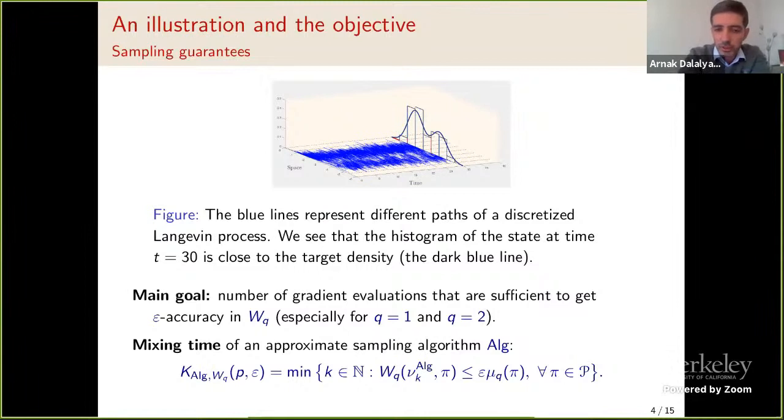So the important quantity that we are trying to control here is the mixing time. If we have a given algorithm and we use the Wasserstein distance W_q, then the mixing time will be defined as the smallest integer k such that if we do k iterations of the algorithm, then we will get a probability density function whose distance to pi is smaller than epsilon times the moment of order q of pi. So this quantity will be the main quantity of interest in this work.